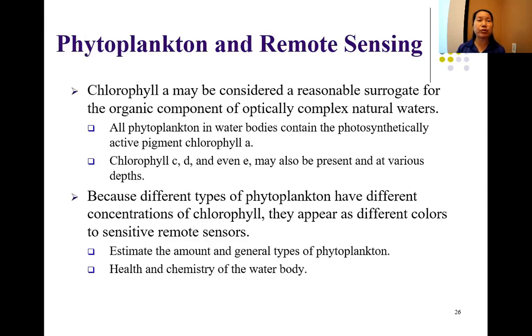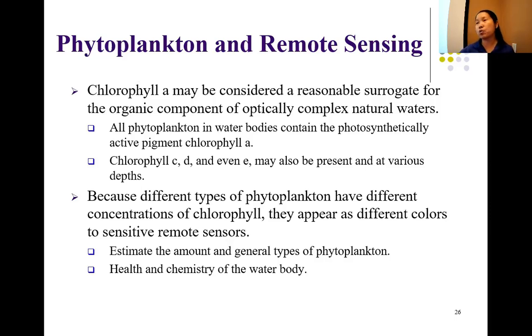So how can we use remote sensing to measure a phenomenon that is such a tiny component in the water? We often measure it through chlorophyll, especially chlorophyll A. Chlorophyll A may be considered a reasonable surrogate for the organic component of optical complexity in natural waters. All phytoplankton in water bodies contain the photosynthetically active pigment chlorophyll A. It is the main one responsible for converting sunlight energy into producing food for a lot of matter. Chlorophyll C, D, and even E may also be present at various depths. So we also have other forms of chlorophyll, but A is the main one involved in photosynthesis, and it is more commonly observed.